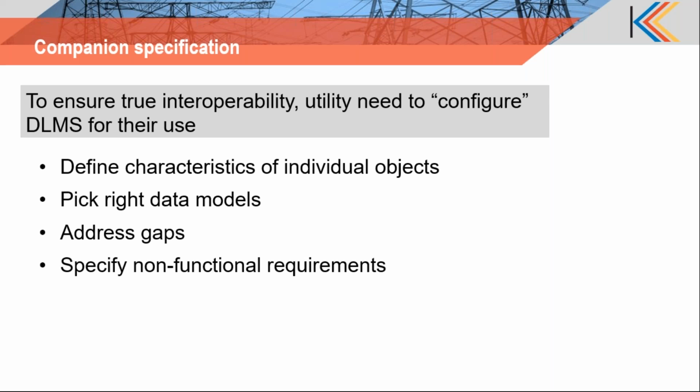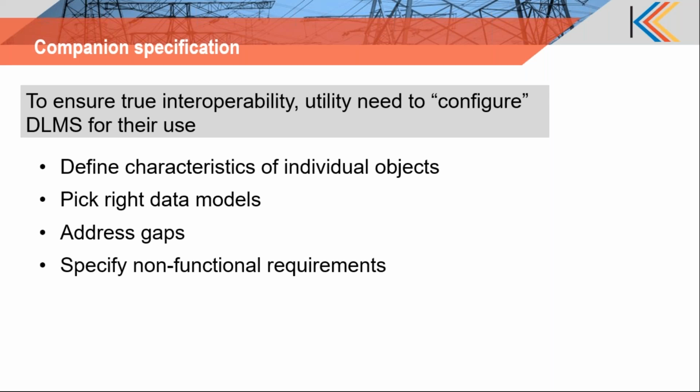So what do they need to configure? Some of the major points I've highlighted, there are 4 points here. The first one is define characteristics of individual objects. DLMS offers a lot of standard objects, more than tens of thousands of standard objects, abstract as well as electricity, gas, water, and heat objects are available in the standard. So the utility needs to pick the right objects which they need in their system for their billing and operational needs. And in addition to picking the right objects, they also need to define the characteristics of the objects, because that will not be strictly defined in the DLMS. That needs to be defined by the user, which is the utility.